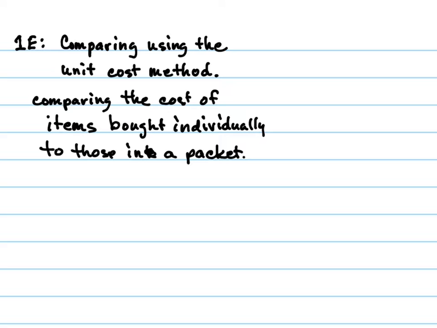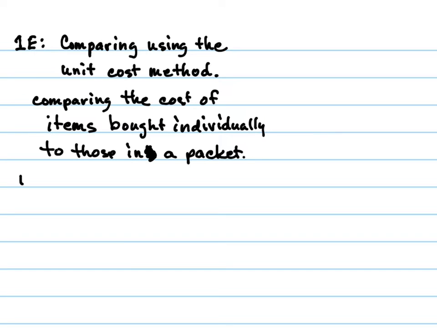So for example, let's just say that you wanted one piece of chocolate and that one piece of chocolate cost 10 cents. Or you could buy a packet of 20 chocolates for $2. Which one is the better bargain? Should you buy the packet of them, or should you buy just the individual chocolate? And so we can do that using something called the unit cost method. Now, don't get carried away because this is very easy, so don't think of it as being very difficult.